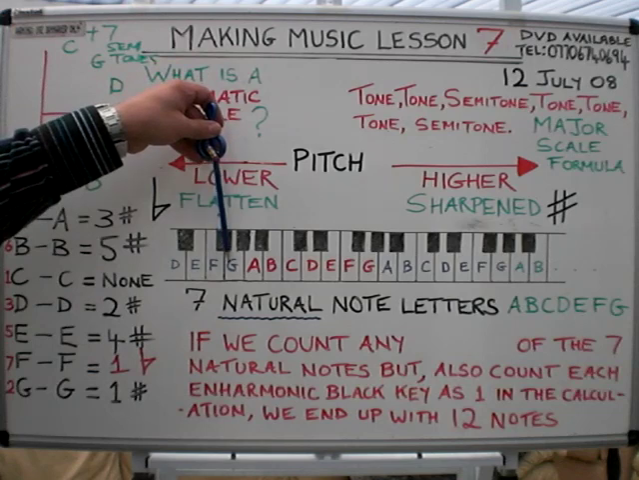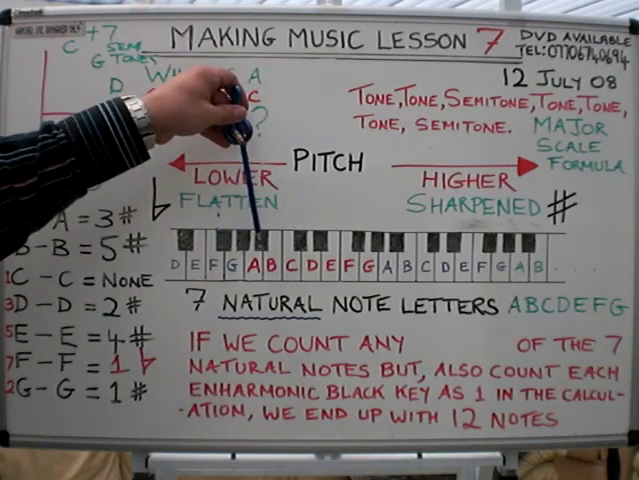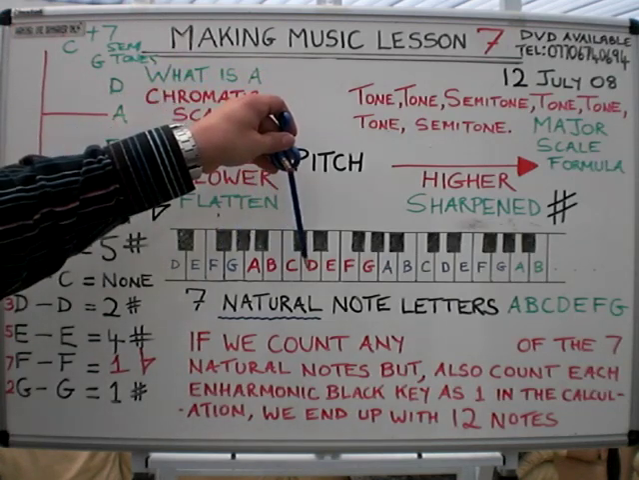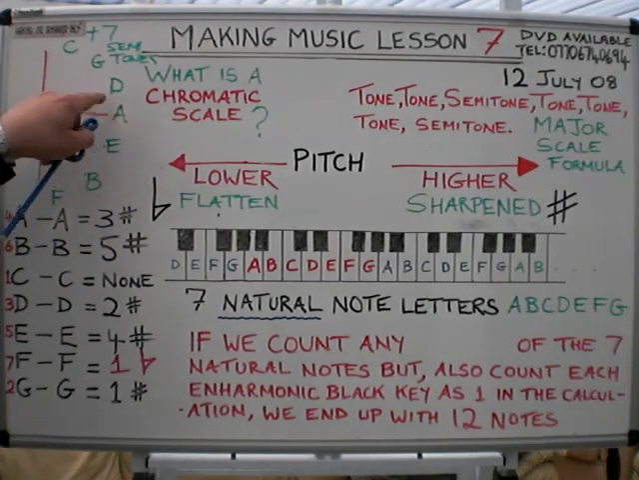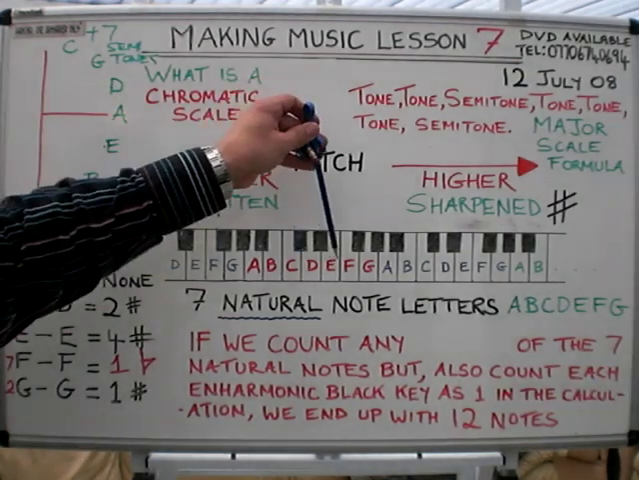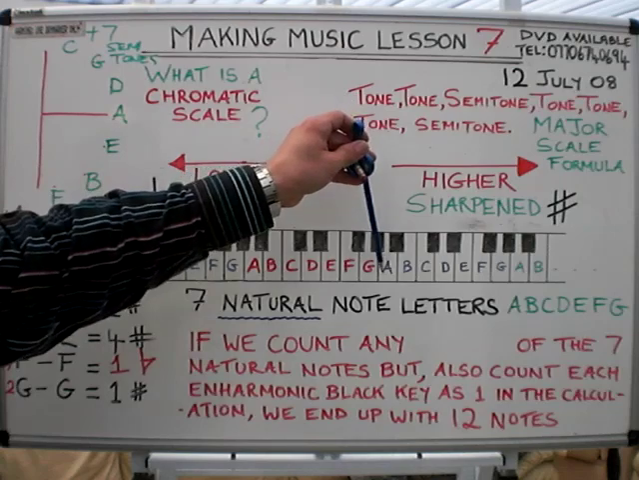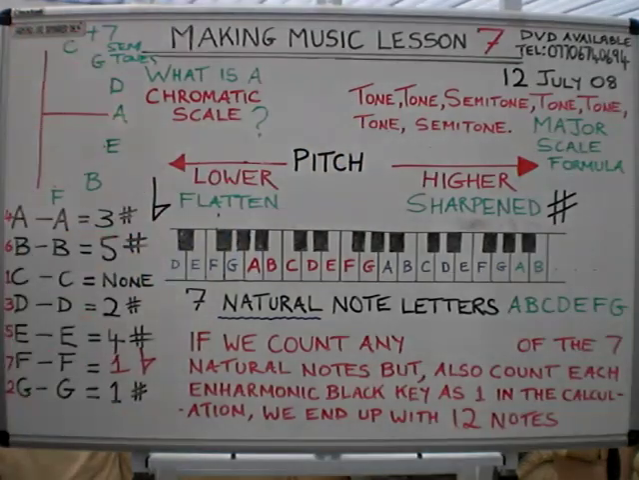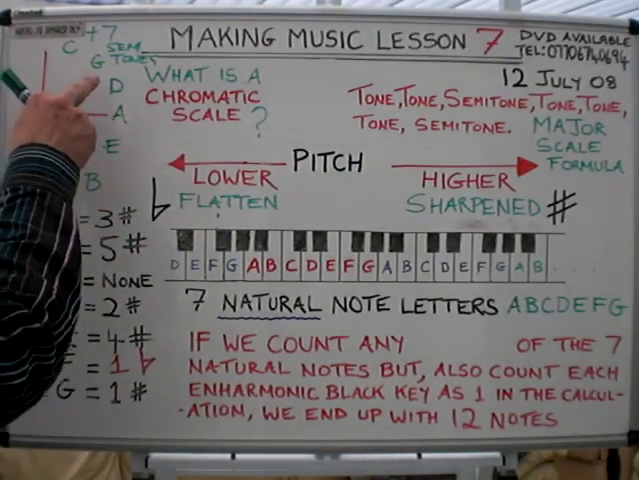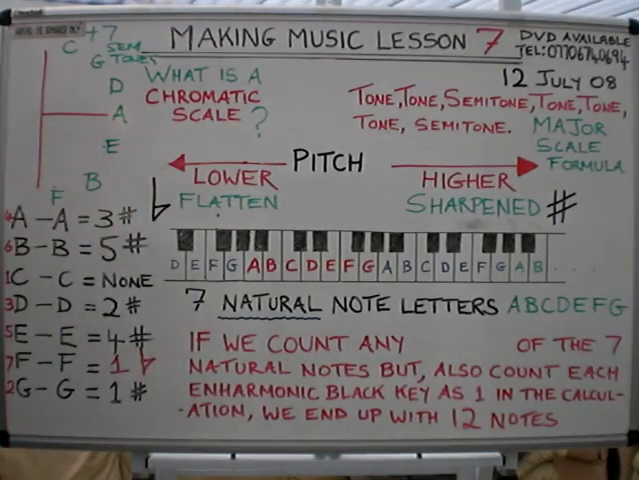Let's start on this one. 7 semitones. 1, 2, 3, 4, 5, 6, 7. We've ended up on the D. And again from the D. 1, 2, 3, 4, 5, 6, 7. We've ended up on the A. So if you add 7 semitones from each position, you will reach the next one.